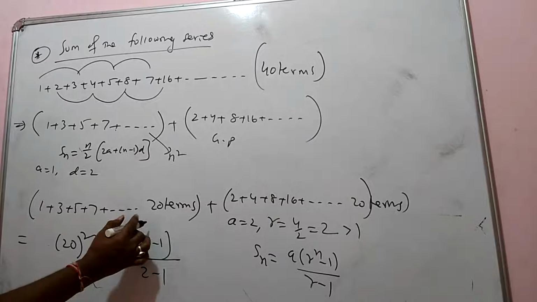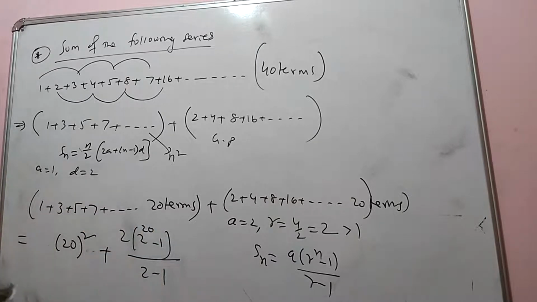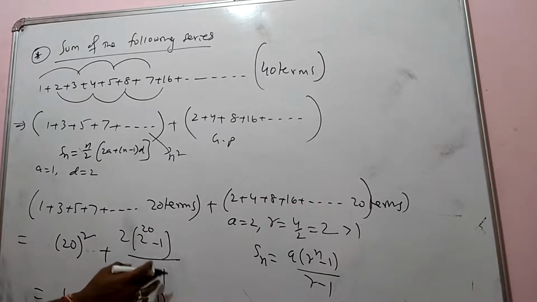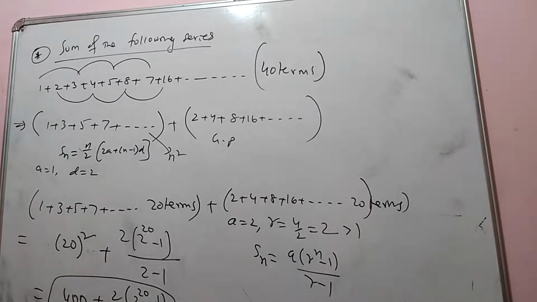But n here is 20. So finally the answer is 20 square, which is 400. Everyone knows this, 20 square is 400. Correct. So 400 plus 2 into 2 power 20 minus 1. This is the answer.